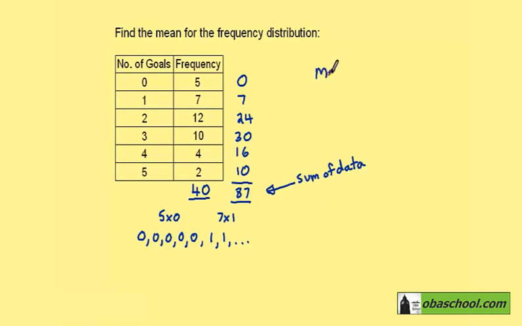The mean then is going to be the sum of the data, which is 87, divided by the number of pieces of data, which is 40. Calculating this gives 2.175 as the mean for the data.